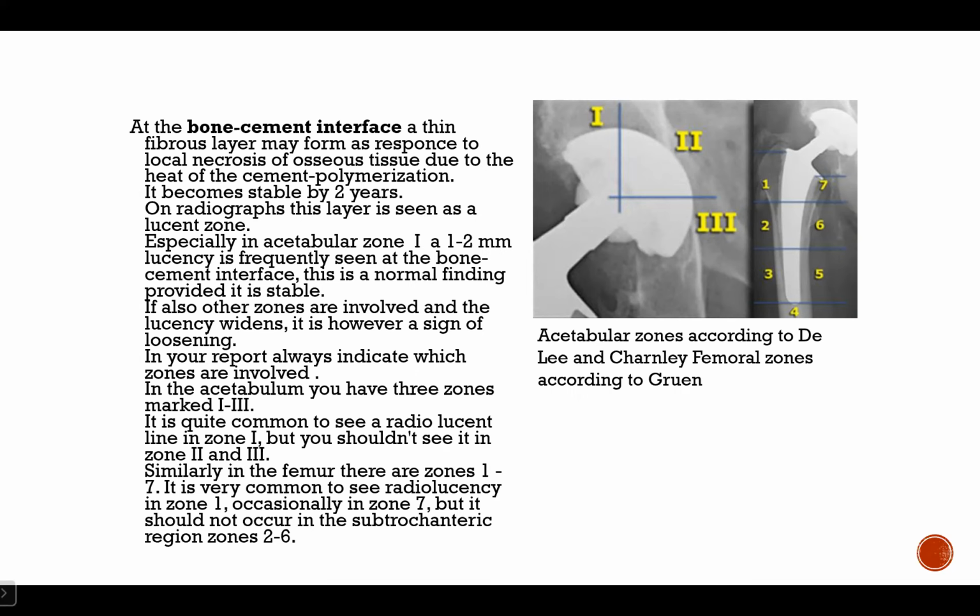In the acetabulum, we have 3 zones, 1 to 3. It's quite common to see a radiolucent line in zone 1, but you shouldn't see it in zone 2 or 3. Similarly, in the femur, there are zones 1 to 7. It's very common to see radiolucency in zone 1. Occasionally it can also be seen in zone 7, but it should not be seen in zones 2 to 6.